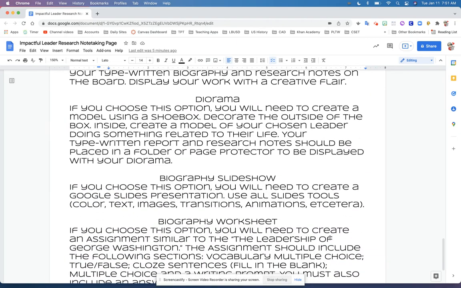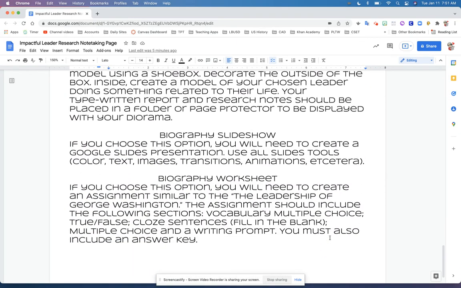The last two options would be a slideshow or a biography worksheet. So the slideshow will use Google Slides, and the biography worksheet will be using Google Docs. And the worksheet is similar to what you did with the George Washington activity. You do need to have all of the same components: multiple choice, true, false, close sentences or fill in the blank, multiple choice again, and a writing prompt. You also have to include an answer key with that one. So please make sure that you look at the information in detail and you ask questions where you don't understand.